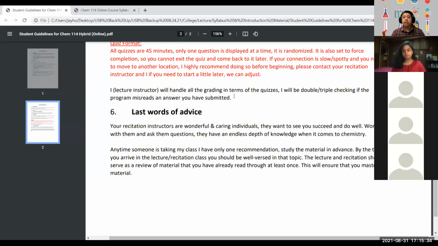So you're going to sometimes see that it marks things wrong. I will always manually go over and double check your answers. Sometimes there's a rounding error. Let's say you put in 24.9 and it says it should be 25. I'll go in and check. It says, okay, they put in 24.9. It should be 25. It counts. So sometimes the program won't recognize it. I will always manually check it, double check it, triple check it.